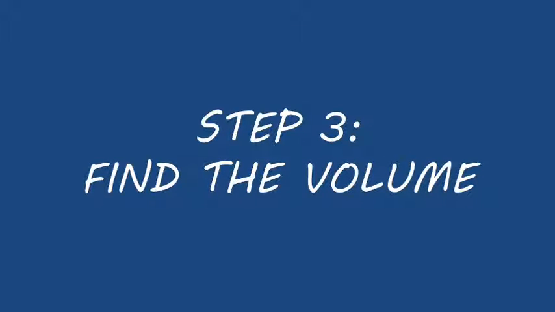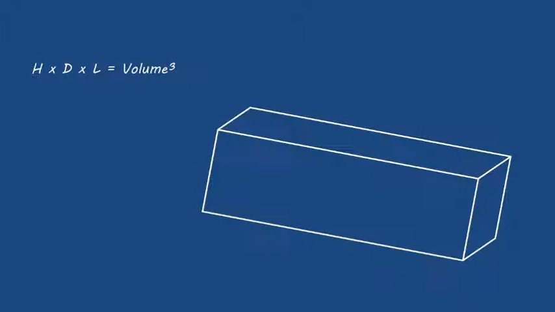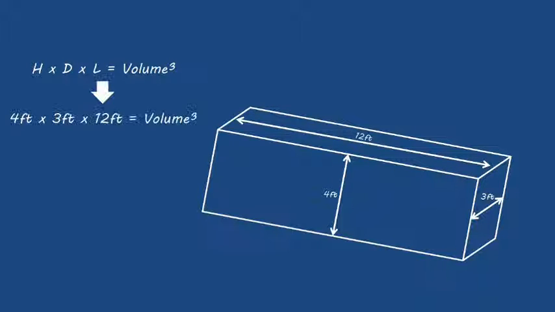Let's add some values to the dimensions of this cube. Let's say it has a height of 4 feet, a depth of 3 feet, and a length of 12 feet. Now, we enter all the values into the equation we've just built and solve for the volume. Remember, volume is always labeled in units cubed. In this case, it's feet cubed.